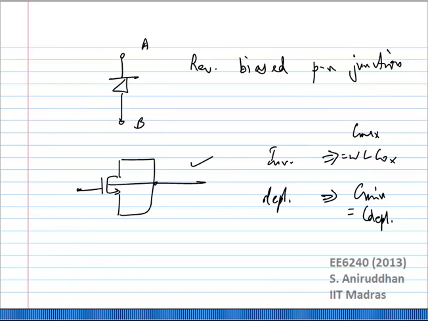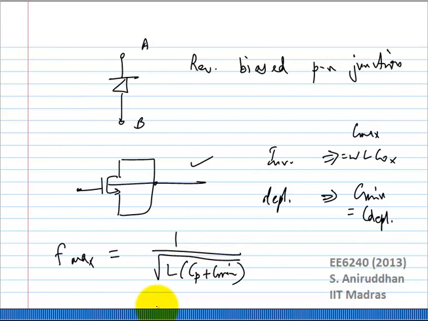The minute we do that, the frequency of operation will vary. F max will be 1 over root L into Cp plus C min. F min will be 1 over root L into Cp plus C max. Correct? Now, earlier I had assumed that C max by C min limits F max by F min, but that is not true, because you will have various parasitic capacitances Cp.